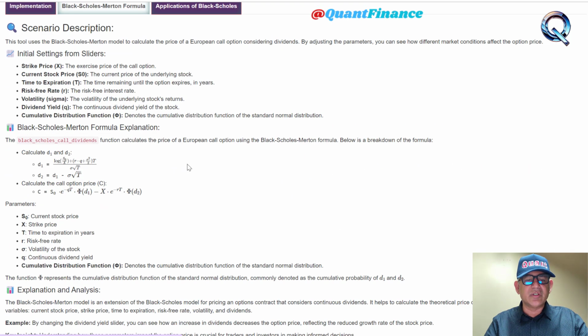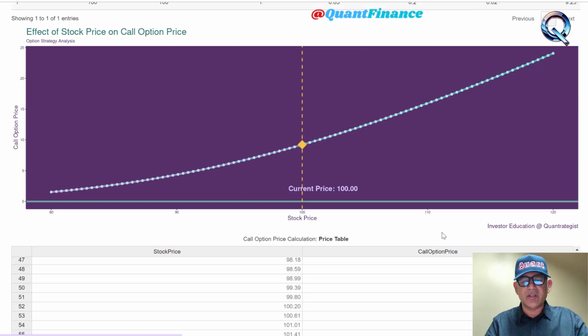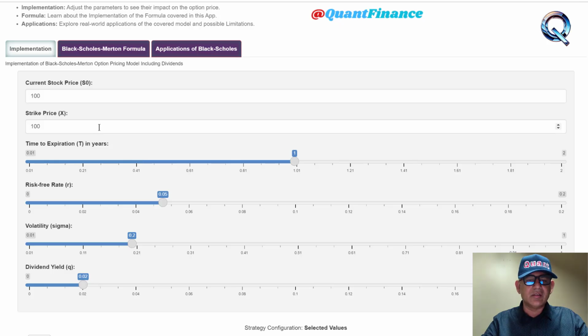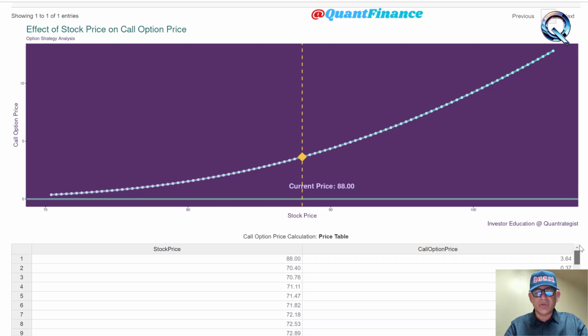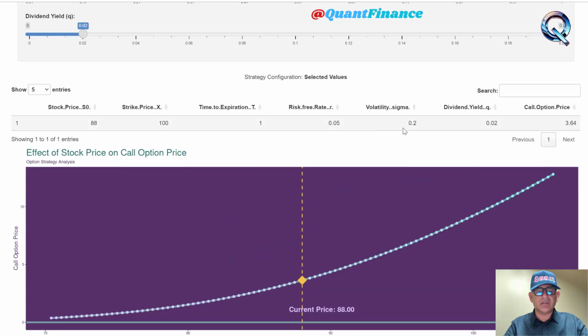So what will happen? The user will enter the values here. The app will use this formula for calculating the call option price, and these values will be displayed, first on the graph and then in the table. And this app is interactive, so the user can change the current stock price, maybe to 88 here, and then the output in the table would also change: at 88 the call option price is $3.64. Similarly, the graph would also change and the table would be updated.